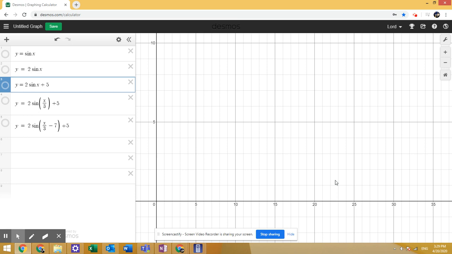Alright everybody, let's have a little look at Desmos. So we want to transform our trig graph. So the standard trig graph looks like that one. That's y equals sine x.